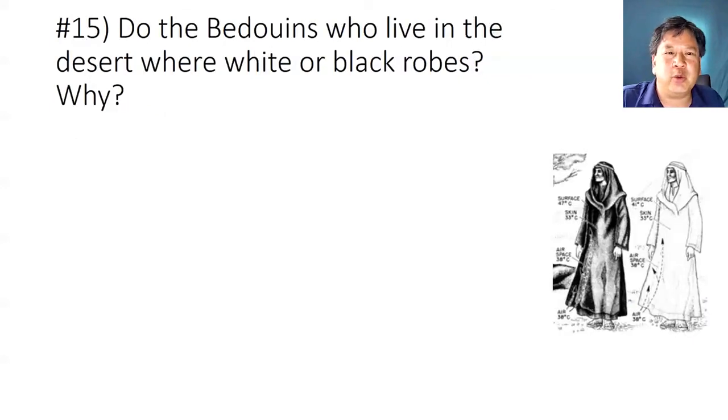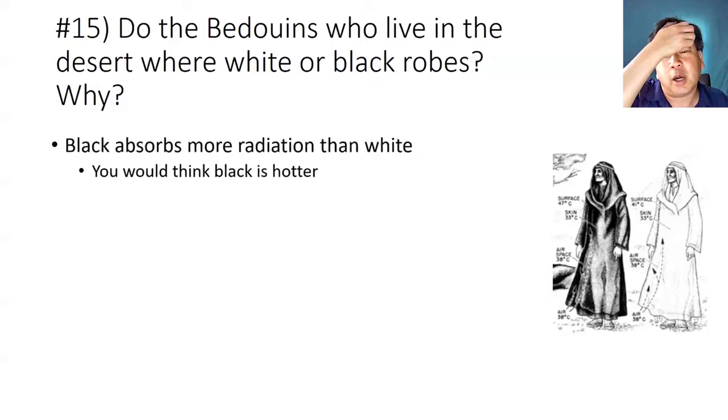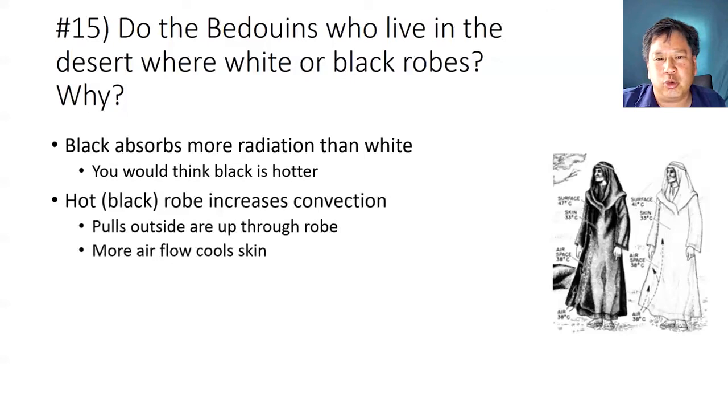There's a question about Bedouins living in the desert wearing black or white robes. Which one do you think is cooler, and why do they wear what they wear? You would think, because we know about radiation being absorbed more by black things, that the black robe would be hotter. And that is true, but what also is true in this complex system is that the black robe is hot on top, but if it's loose, it allows the cool air to enter from the bottom and increase the convection. And we know convection is a very efficient way of heat transfer.